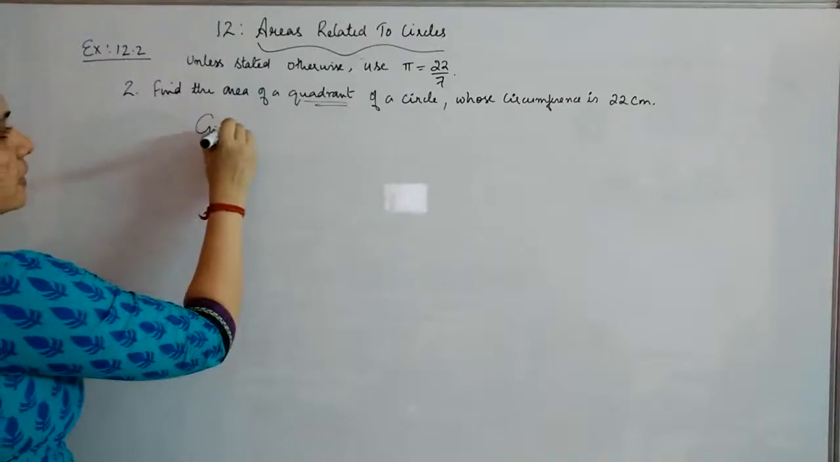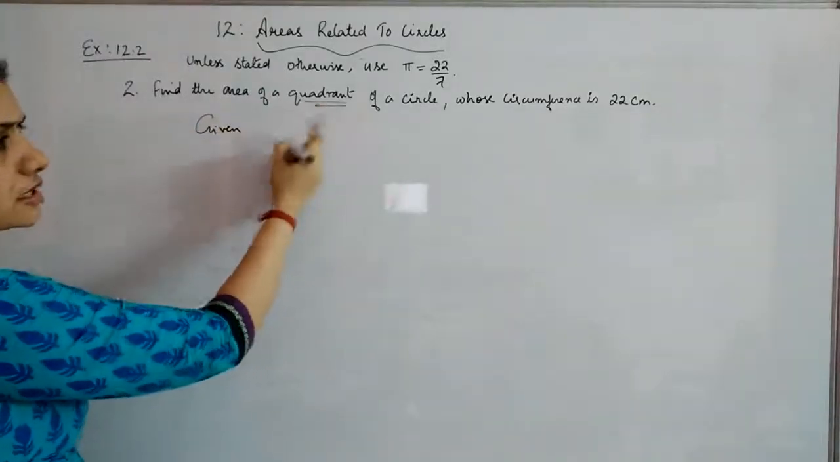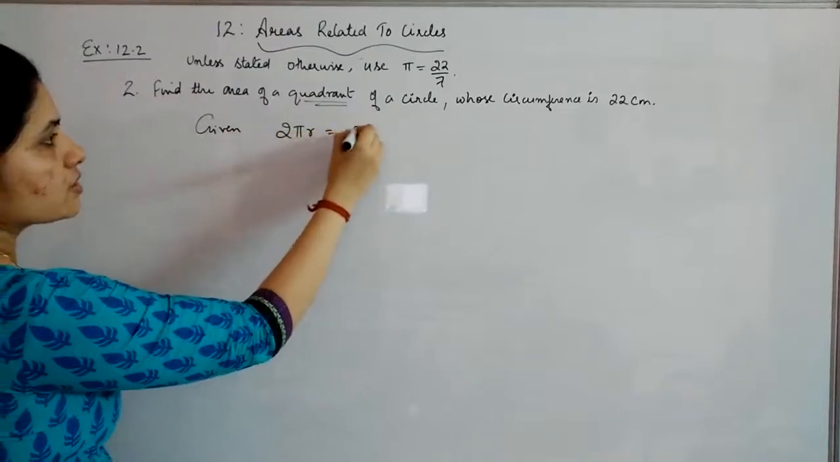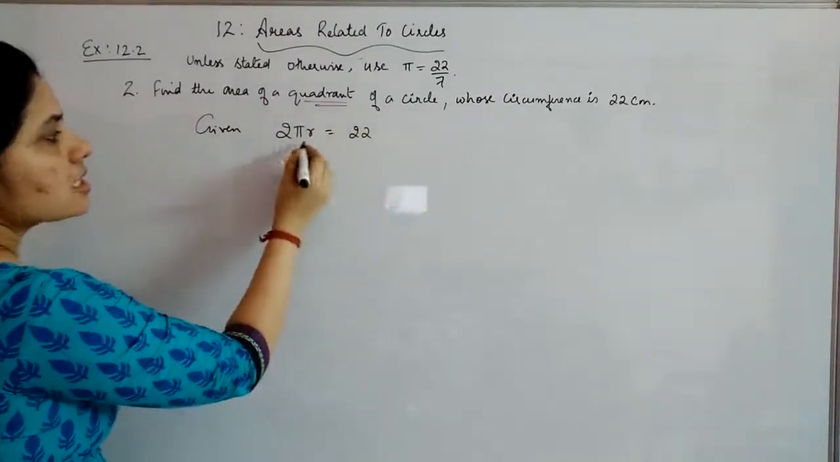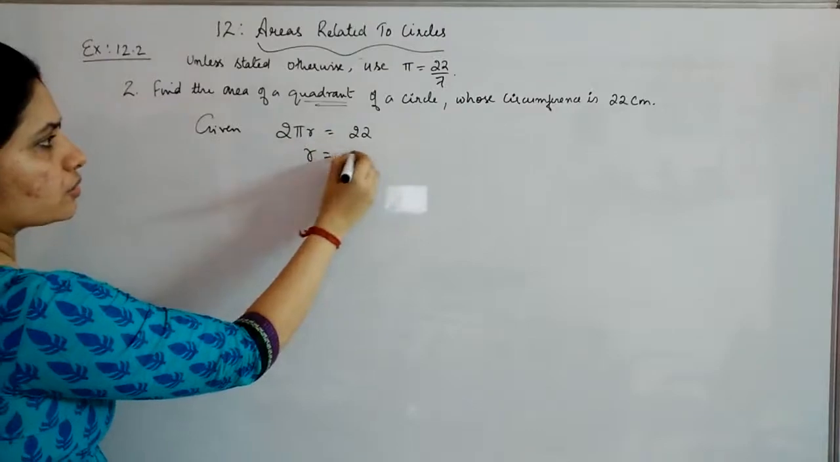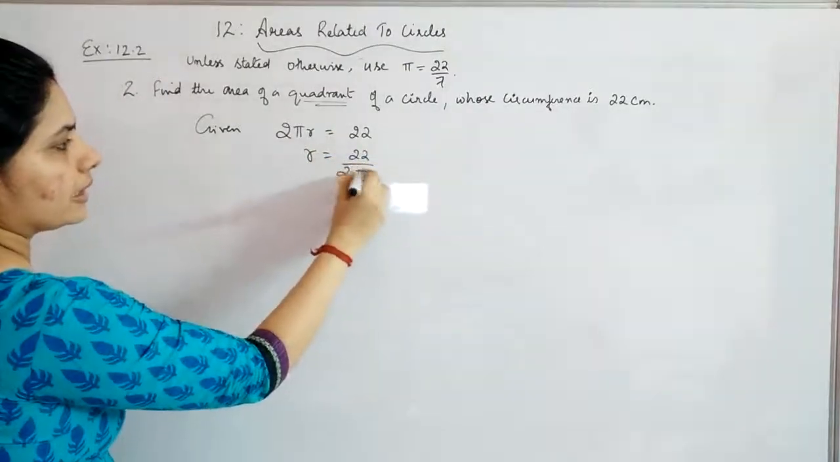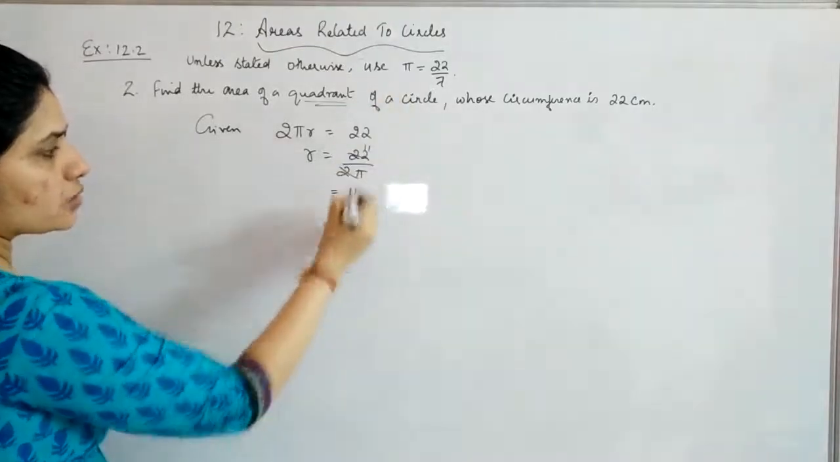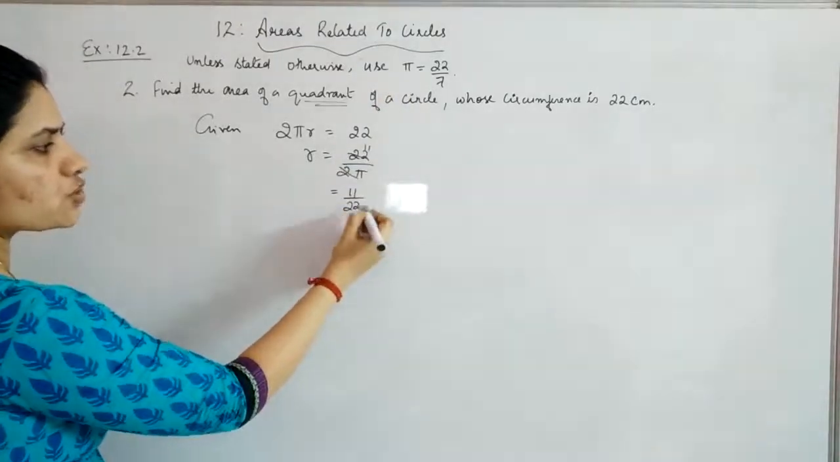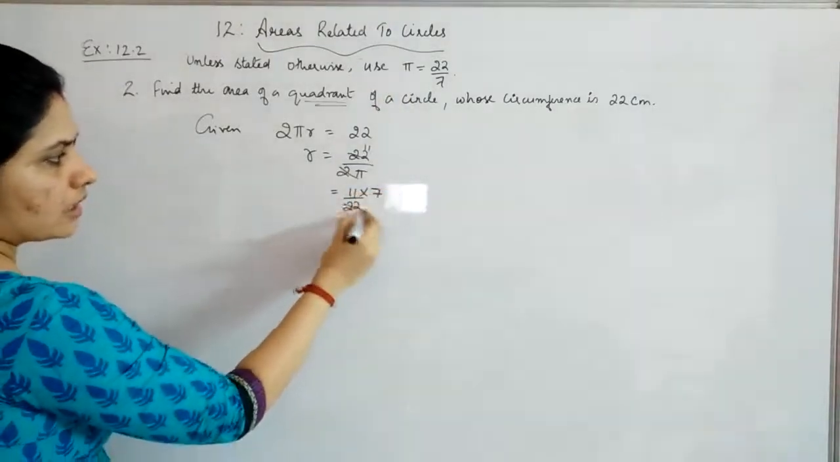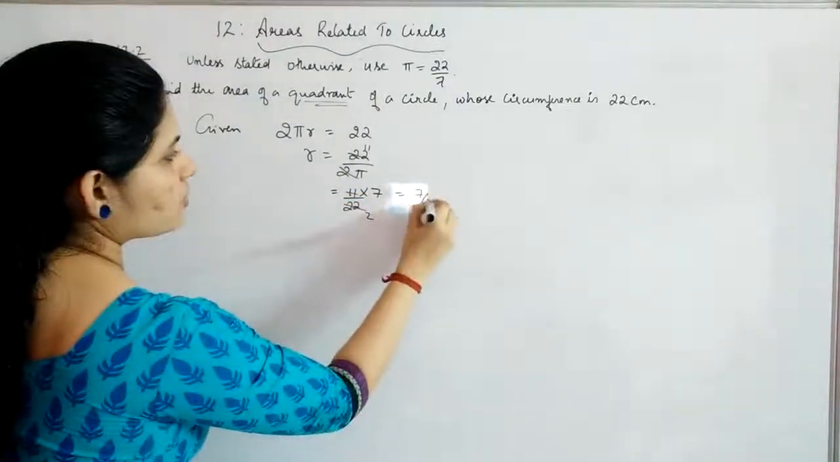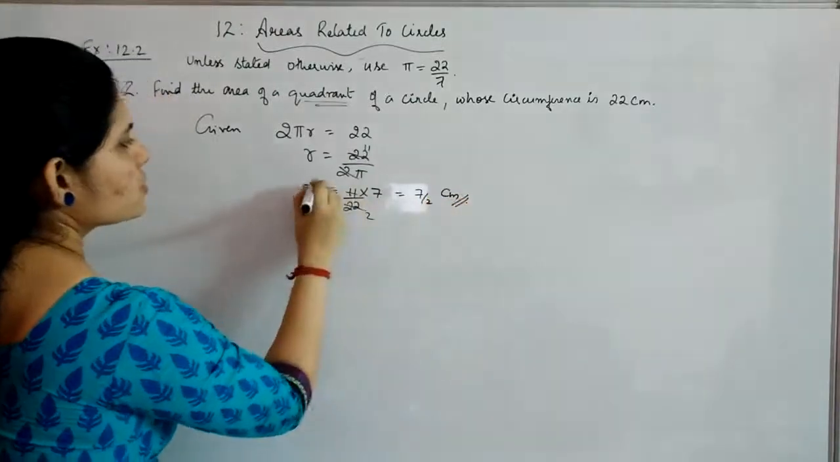So now what is given in the question? Given circumference of the circle is 22 centimeter. What is the formula for circumference? 2 pi r is equal to 22 centimeters. So r is equal to 22 by 2 pi. It will give you 11 by pi, and pi is 22/7. So it is 11 by 22/7. 7 will go up. This will give you 2. So it is 7/2. So r you got to be 7/2 centimeters.